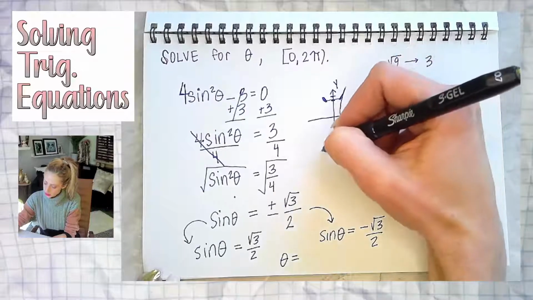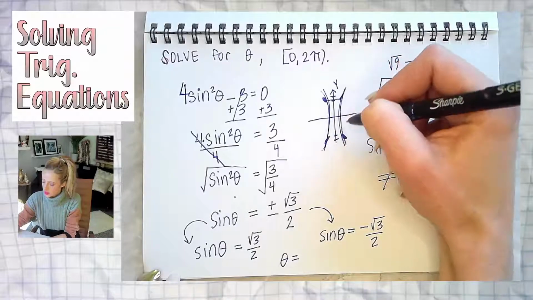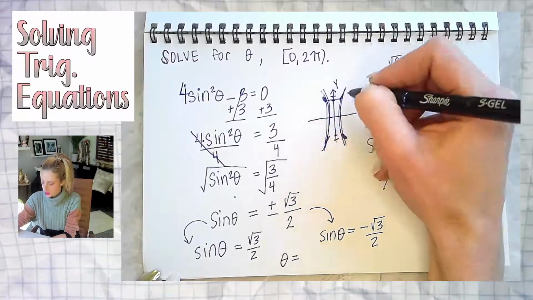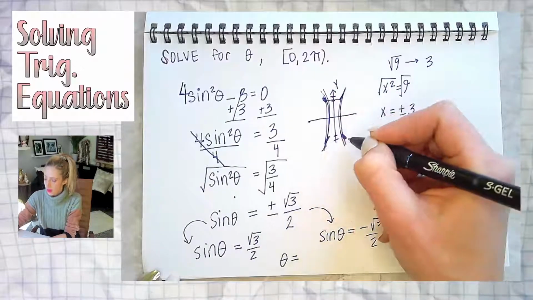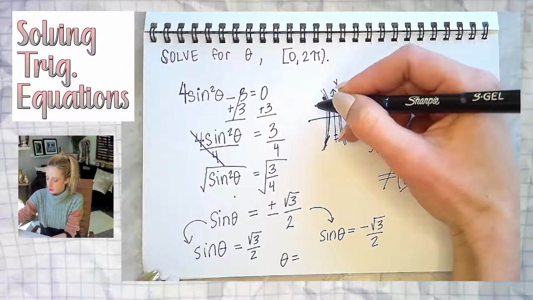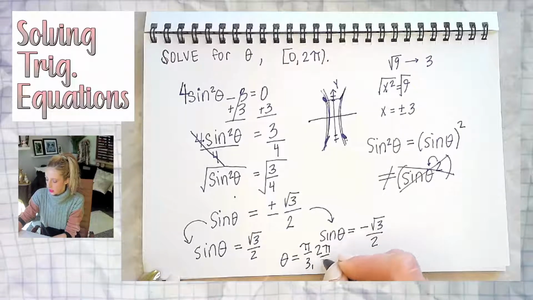If you've heard me explain this stuff before, you know that I like to say the pi over 3s are tall and skinny like a tree. So those are my pi over 3s. 1 pi over 3, 2 pi over 3. I don't mean 3 pi over 3. 4 pi over 3 and 5 pi over 3. Here they're positive because the y value went up. So theta for that is pi over 3, comma, 2 pi over 3.